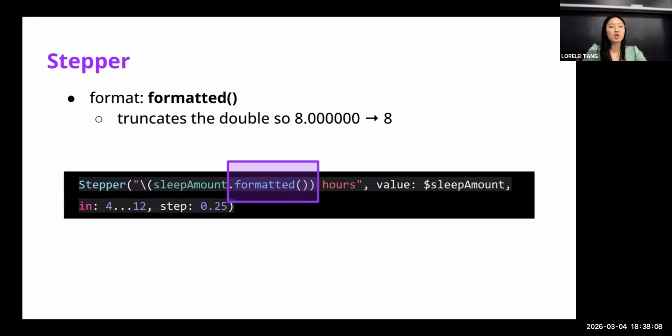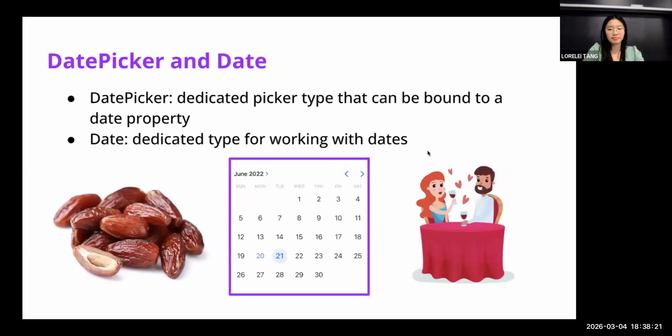And then the last thing that we're going to be going over here isn't necessarily a parameter, but it allows us to format the number. Remember how earlier I was talking about how when we first put out the double, it's going to have a lot of zeros. Formatted, this syntax just cuts off all those zeros, so it looks nicer. Okay, so that's stepper.